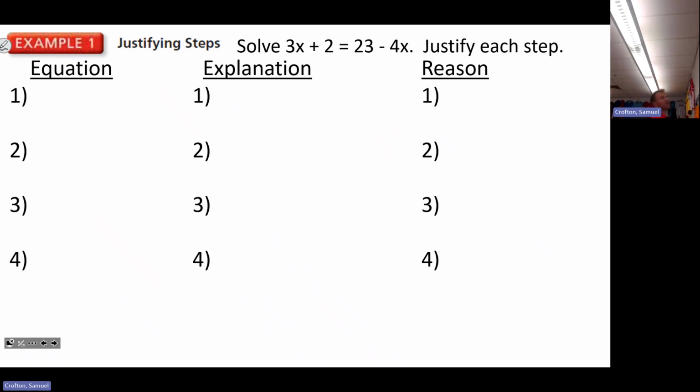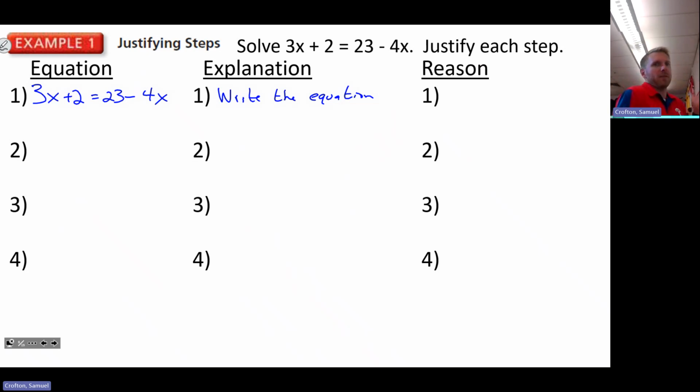So the equation is going to start off with the equation that we're given, which in this case is that. Great. The explanation is saying, why did you do that? Why are you able to put that? Just in your own words. There's no formal rules or laws here. It's just, in your own words, what happened here. And what I did here is I just wrote the given equation. So I'm going to say, I just wrote the given equation. There's nothing formal to that.